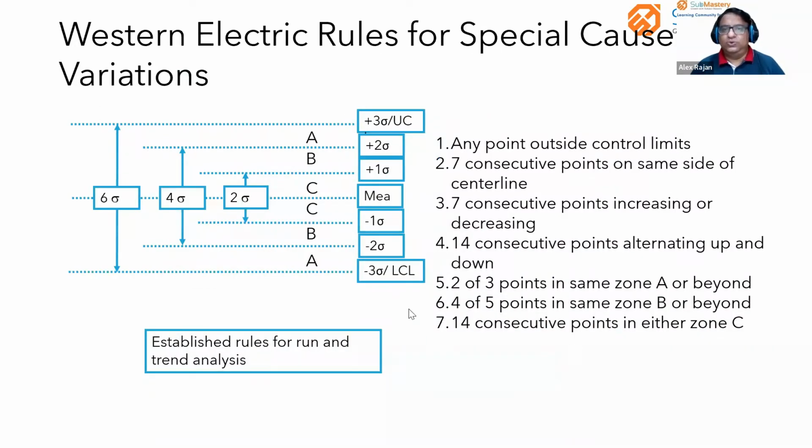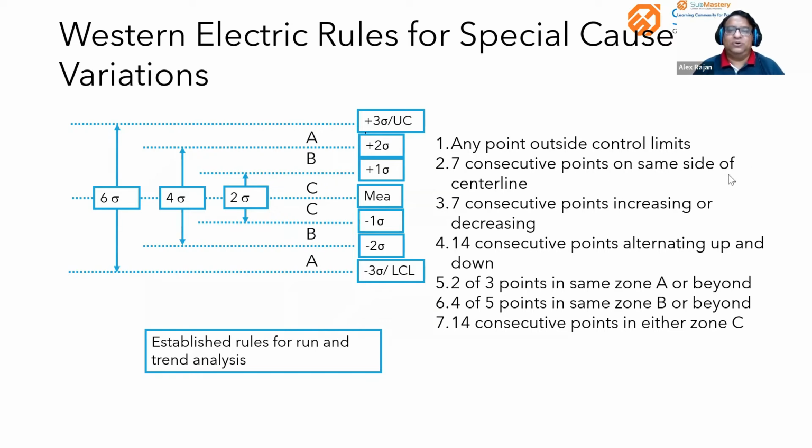So there are certain rules which were established by Walter Shewhart when he developed the control chart for special cause variations. This is the Western Electric rule, from the company where Walter Shewhart was working, where 7 rules were developed. It said that if any point goes beyond the control limits, where the upper control limit and lower control limit are +3 standard deviation and -3 standard deviation from the mean, then it is called a special cause variation.